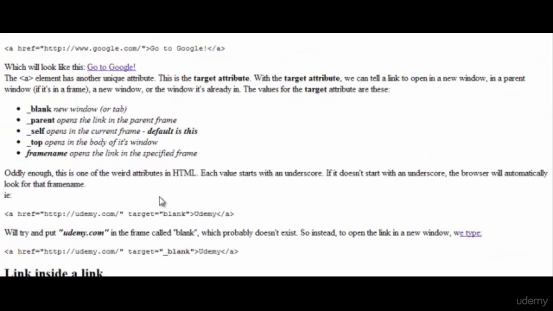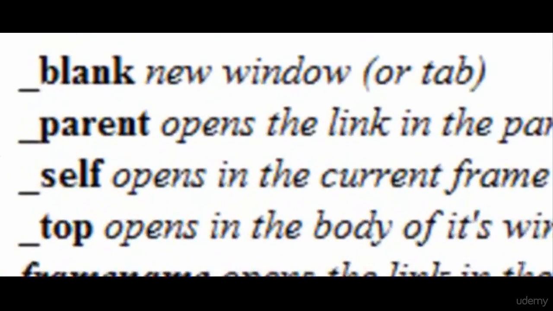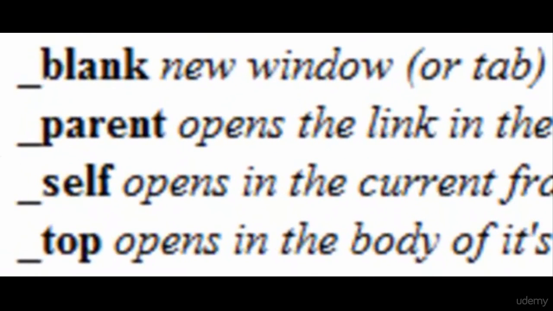Oddly enough, this is one of the weird attributes in HTML. Each value starts with an underscore. If it does not start with an underscore, the browser will automatically look for the frame name. A frame is a little window that sometimes looks like it's a separate web page in the current web page, so it looks like there's two of them in one. If your target attribute's value is the name of the frame, it will load that URL into the frame instead of into a blank window or new window or the current window.